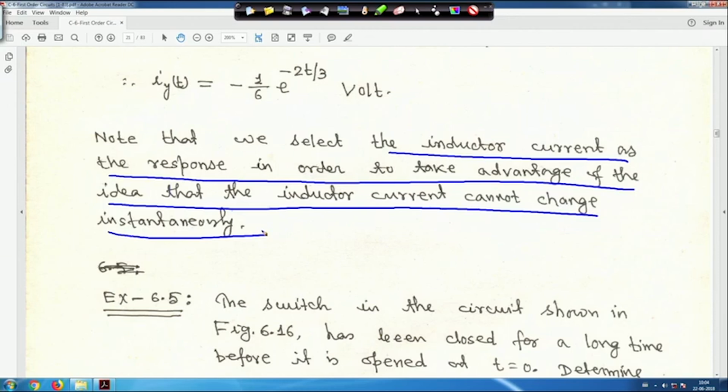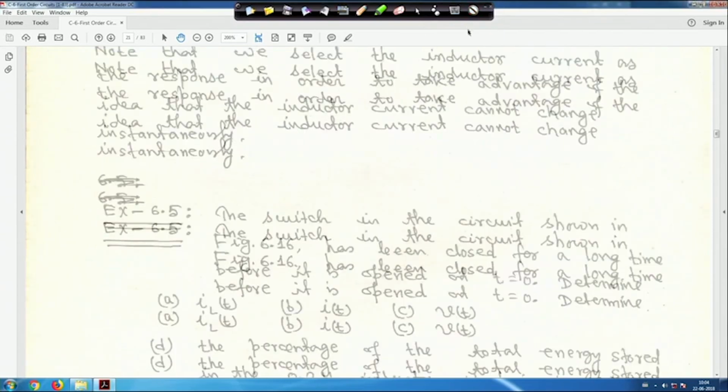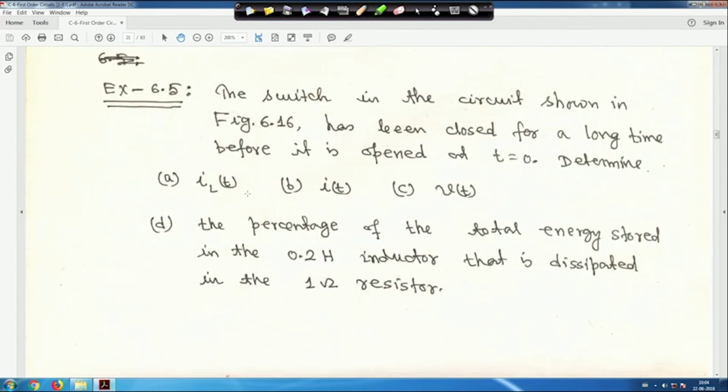This is one. Then another example is that the switch in the circuit shown in figure 16, which I will show you, has been closed for a long time before it is opened at t = 0. Determine iL(t), i(t) and v(t), that is A, B, C, these three things you have to find out. And fourth, D, the percentage of the total energy stored in the 0.2 Henry inductor that is dissipated in the 1 ohm resistor.